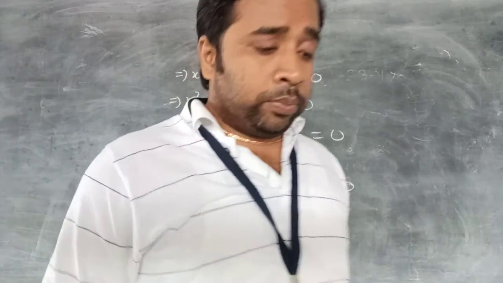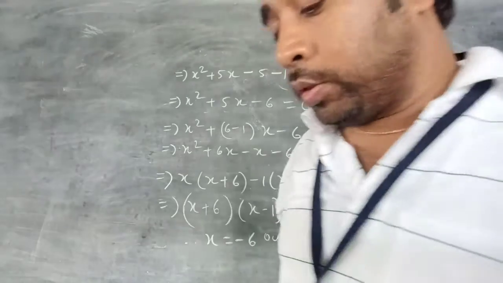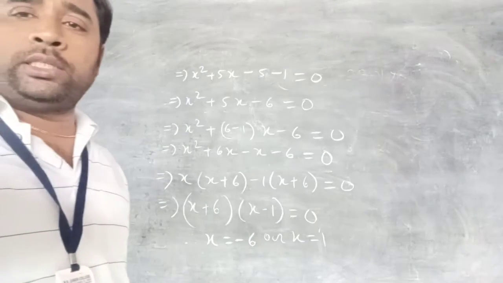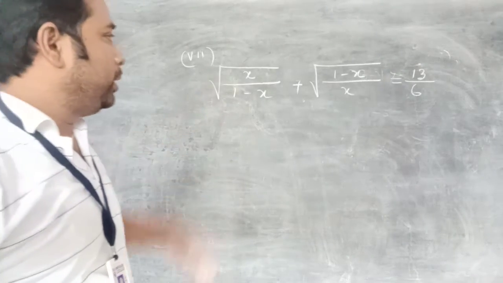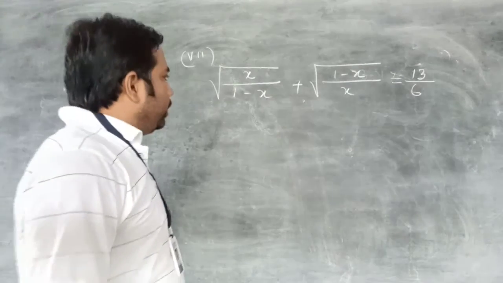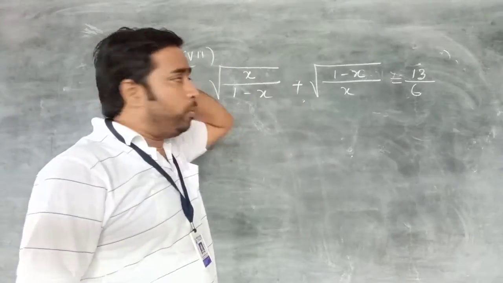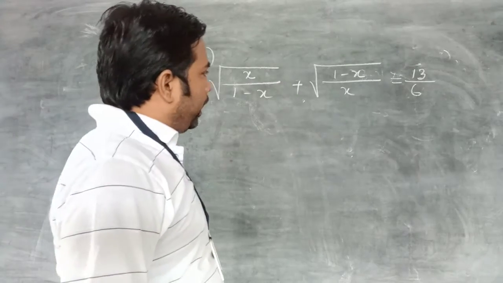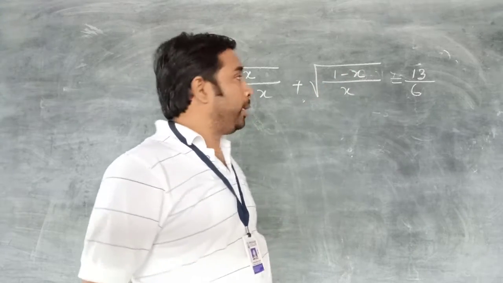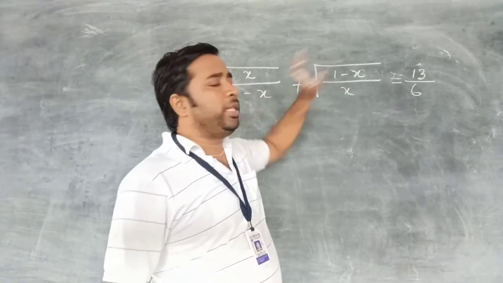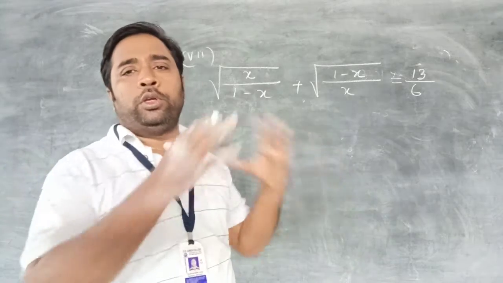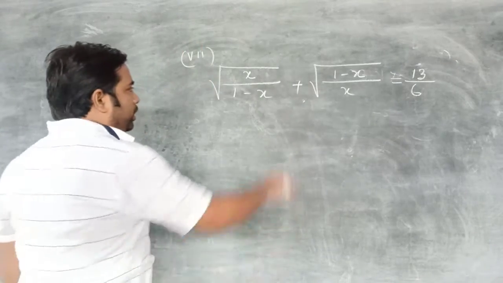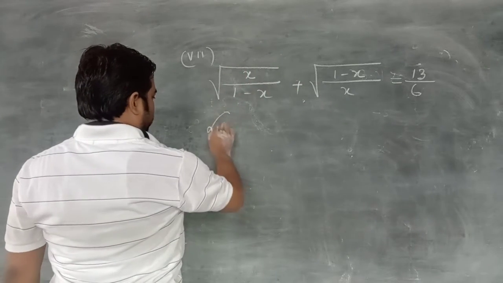You see, question number 7. What is the question? See, this is the question. You follow here. Here also there is a common part. Why? Because x by 1 minus x is there, and 1 minus x by x is also there. That means if this part is y, then definitely this part is 1 by y. So this is also coming under the common category. Okay. So let us consider this entire part to be y.